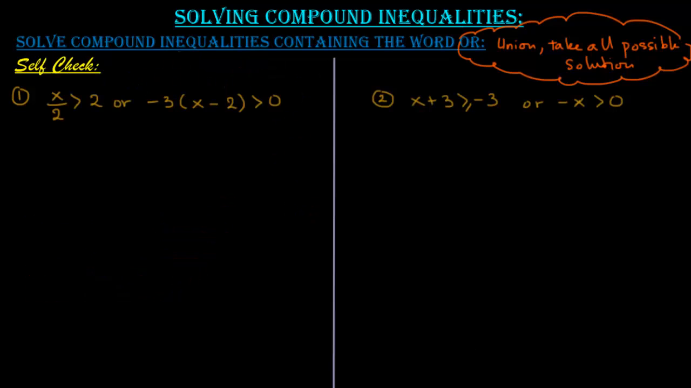Now it's your turn. I have 2 problems for you to work on. Go ahead and work on that one. If you get stuck, go back to the example. OR and AND are pretty much exactly the same, except for the final answer, after you graph them on the number line, we have to find out. With the AND, we need to find out where they overlap. With the OR, we take all possible solutions. We take all the solutions we have. Alright, pause the video and work on those 2.